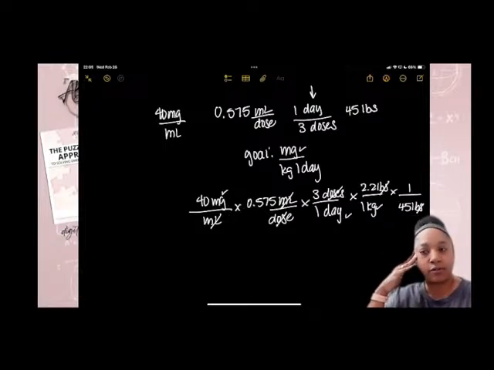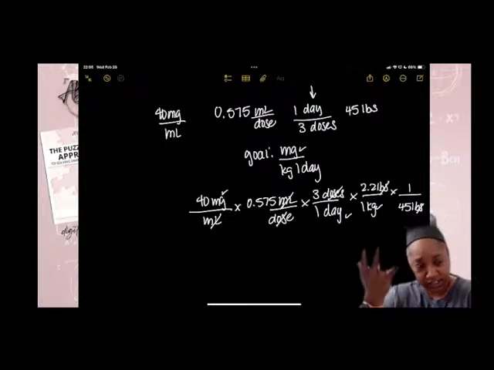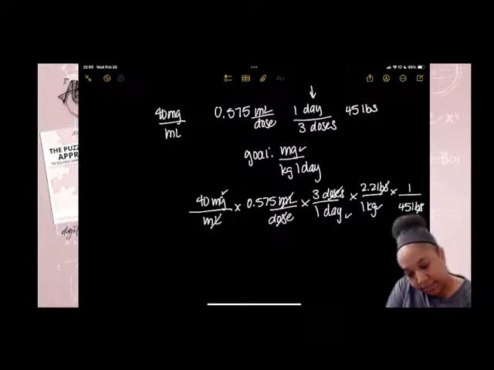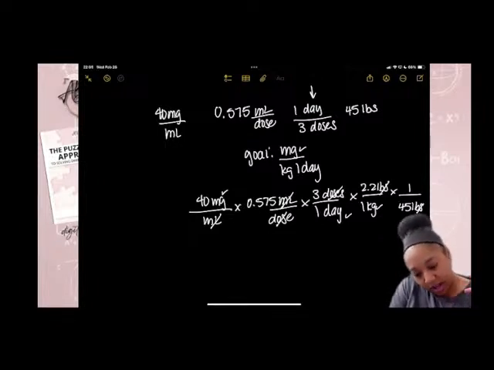No math. And you see how quick I just did that? This is not even my question. This is questions from the chat. So 40 times 0.575 times 3 times 2.2 divided by 45.